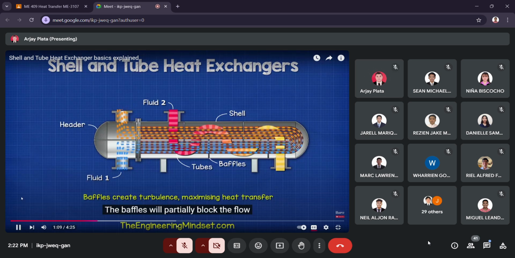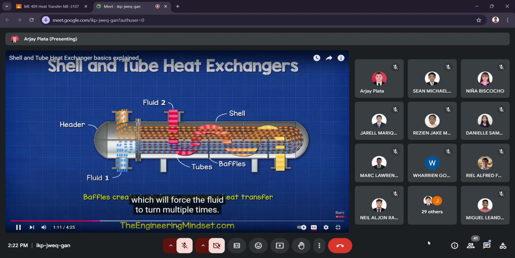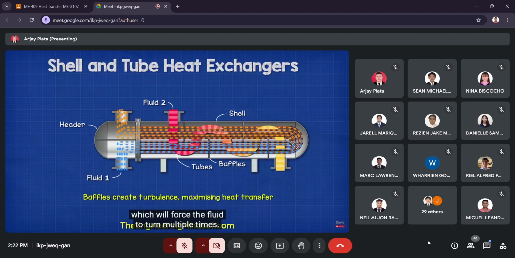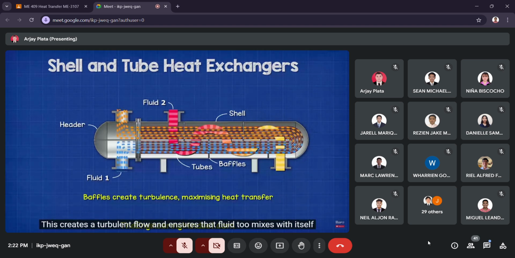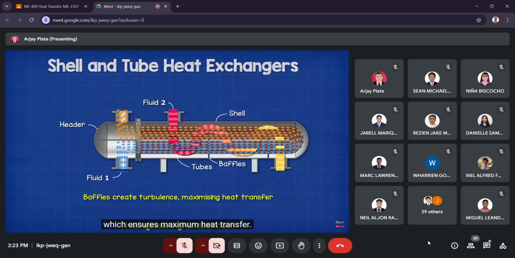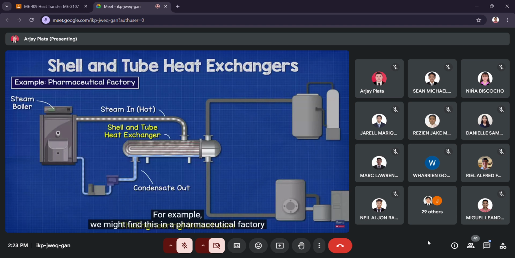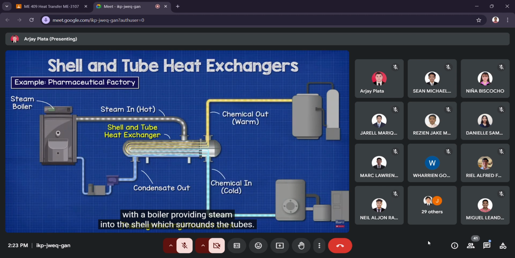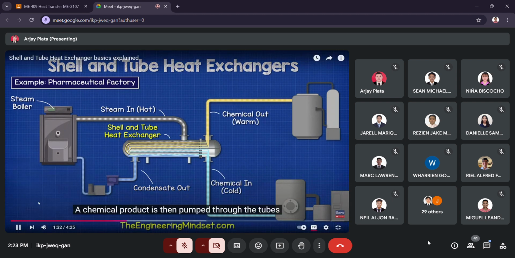Baffles will partially block the flow, which will force the fluid to turn multiple times. This creates a turbulent flow and ensures that fluid 2 mixes with itself, which ensures maximum heat transfer. For example, we might find this in a pharmaceutical factory with a boiler providing steam into the shell, which surrounds the tubes. A chemical product is then pumped through the tubes, and this absorbs the heat of the steam through the tube wall.